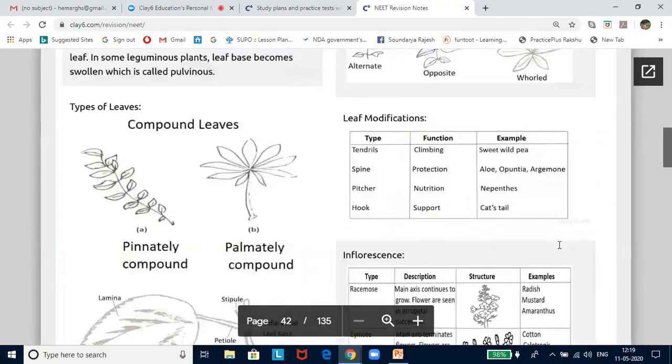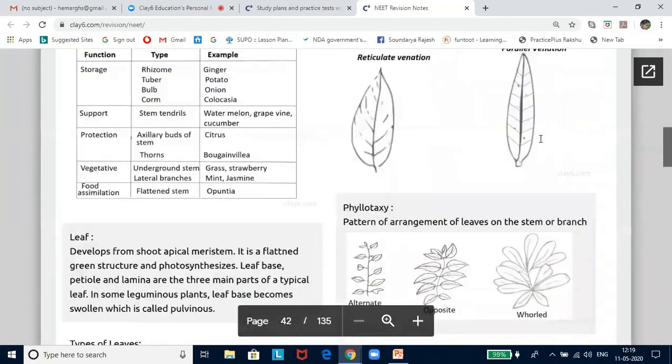Now this is very important, because they might ask about distinguishing features. Is the leaf a distinguishing feature between a dicot and a monocot? Then you should be able to answer yes, because you are able to distinguish based on the venation, whether it is reticulately veined or parallelly veined.